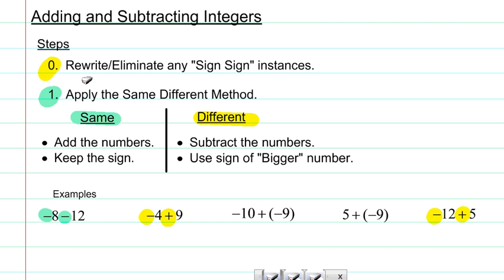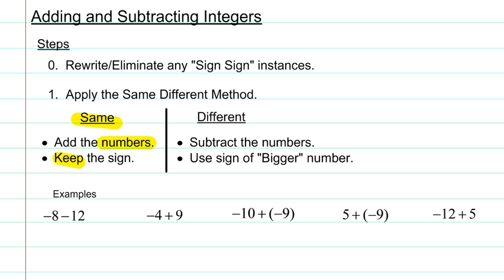Okay, so in the event that you have same symbols, excuse me, you're going to add the numbers. And what I mean by numbers is just the numeric portion, ignoring the symbols. Okay? And then you're going to keep the symbol.